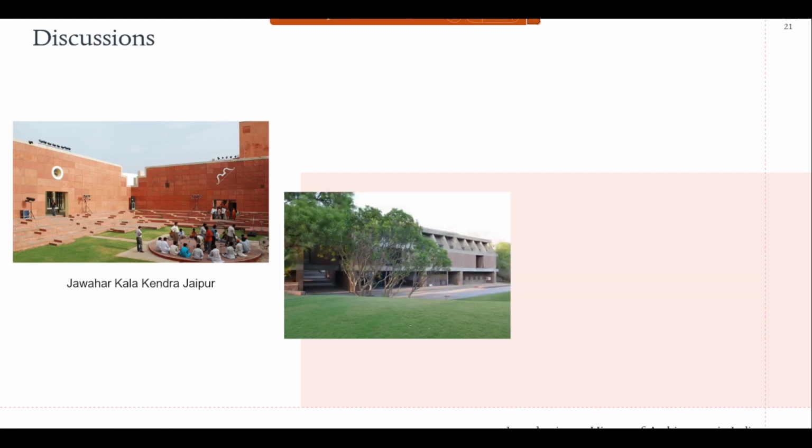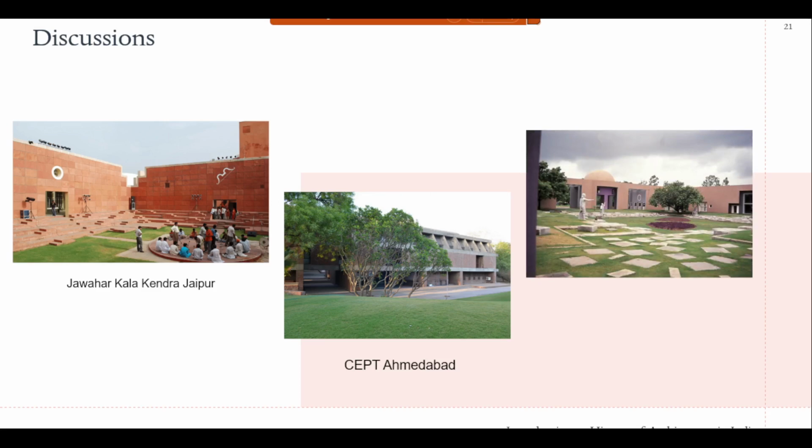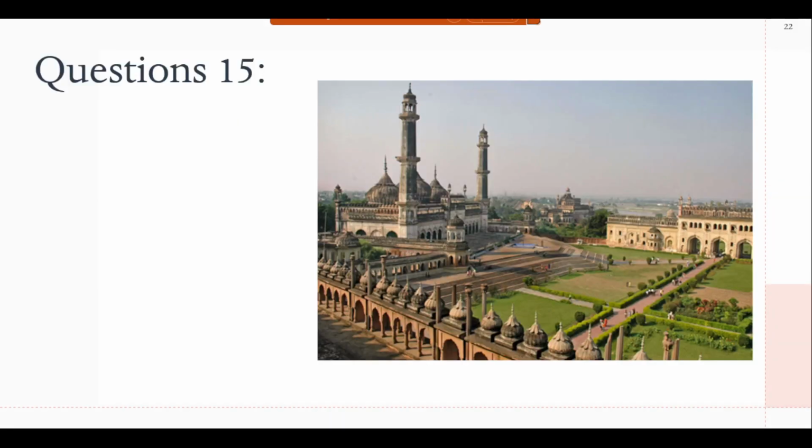What about this building? The middle one? I think this is SEPT, right? SEPT Ahmedabad, yeah, designed by B.V. Doshi. And this one? IUCA. Charles Correa, yeah. IUCA Pune by Charles Correa. Identify this one. This is Lucknow.